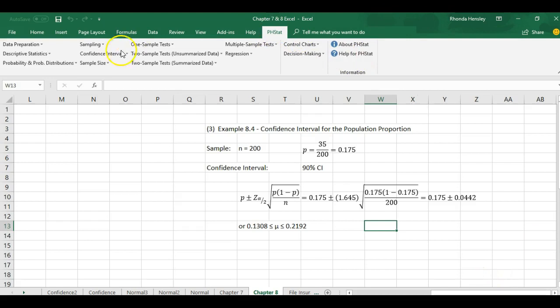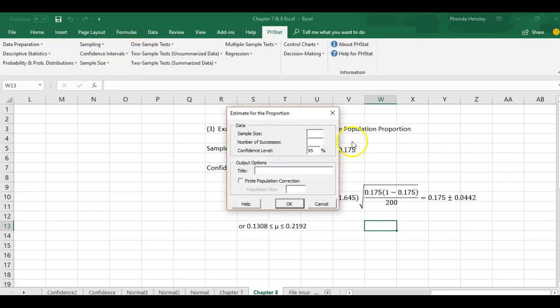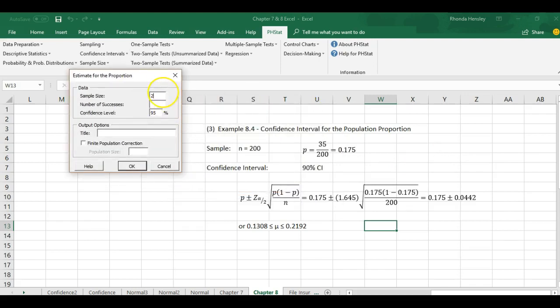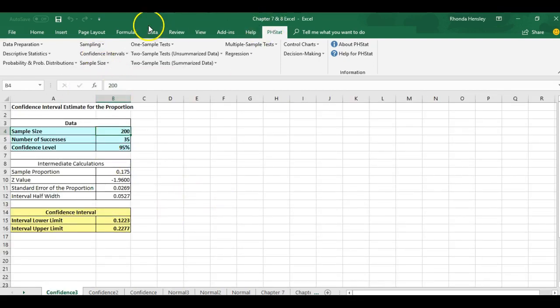And again, you can go to PHStat. You can do it just as easily here for the proportion. Your sample size is 200, and number of successes, that's where your 35 goes in, and you just say okay. Oh, I did it wrong.